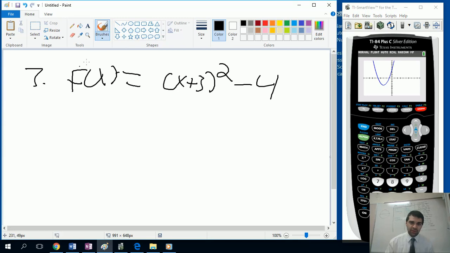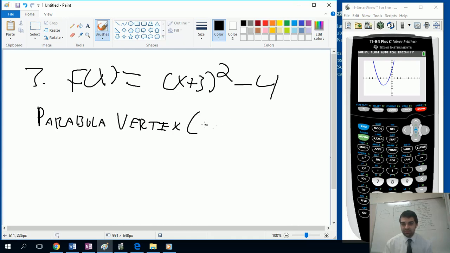So the parabola vertex, we're going to get to parabola vertexes and conic sections, by the way, is going to be -3, -4. In fact, because our vertex is originally going to be at 0, 0, and it shifts left 3, down 4. So function transformation thing.